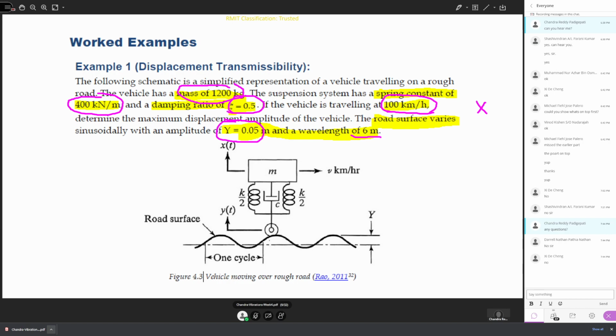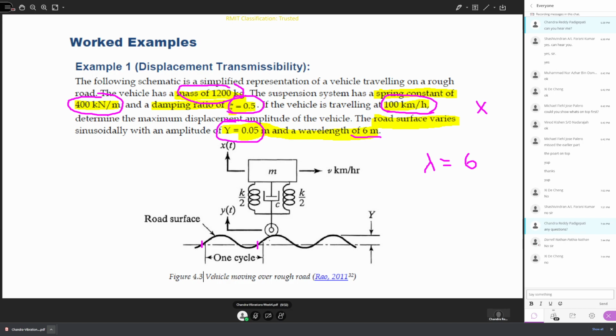So the wavelength is given as 6 meters. Wavelength is represented as lambda. It is the distance on the wave between two successive points having the same phase, so you can say from here to here. This is the wavelength.